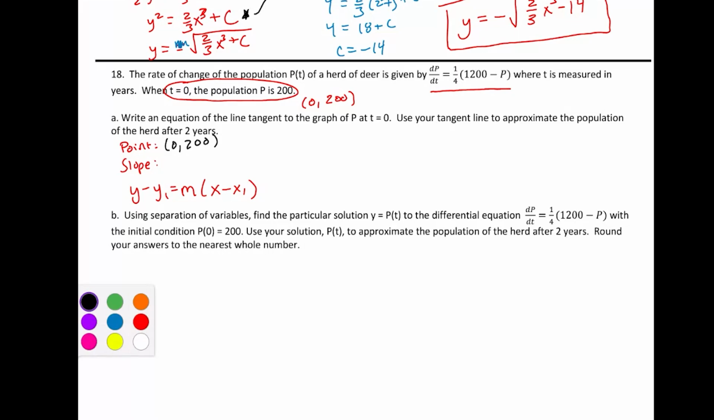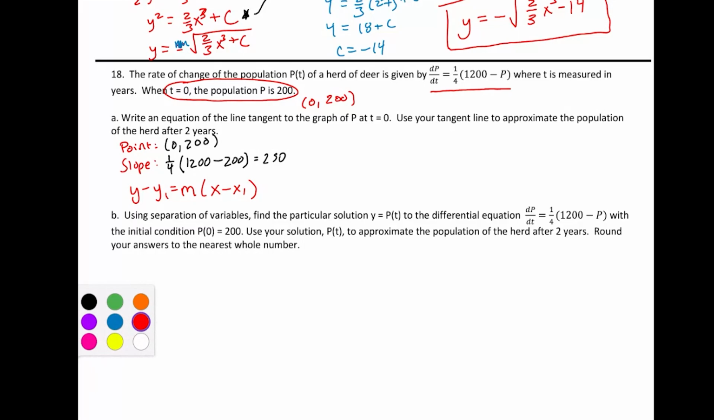Okay, I'm going to plug in 0, 200 into my slope formula to find that dP/dt. So that would be 1 over 4 times 1200 minus the population when it's 200. So the slope, let's see, 1200 minus 200 is going to be 1,000. And 1,000 divided by 4 is 250. So my slope's going to be 250.